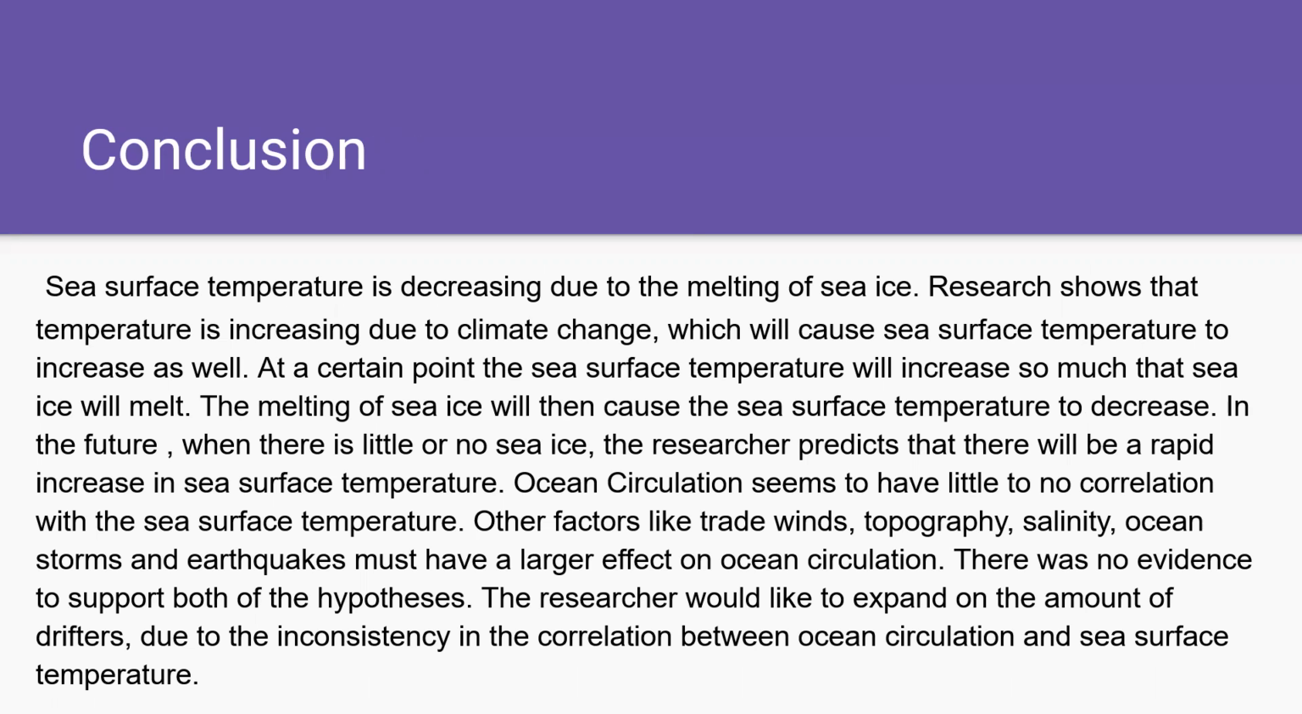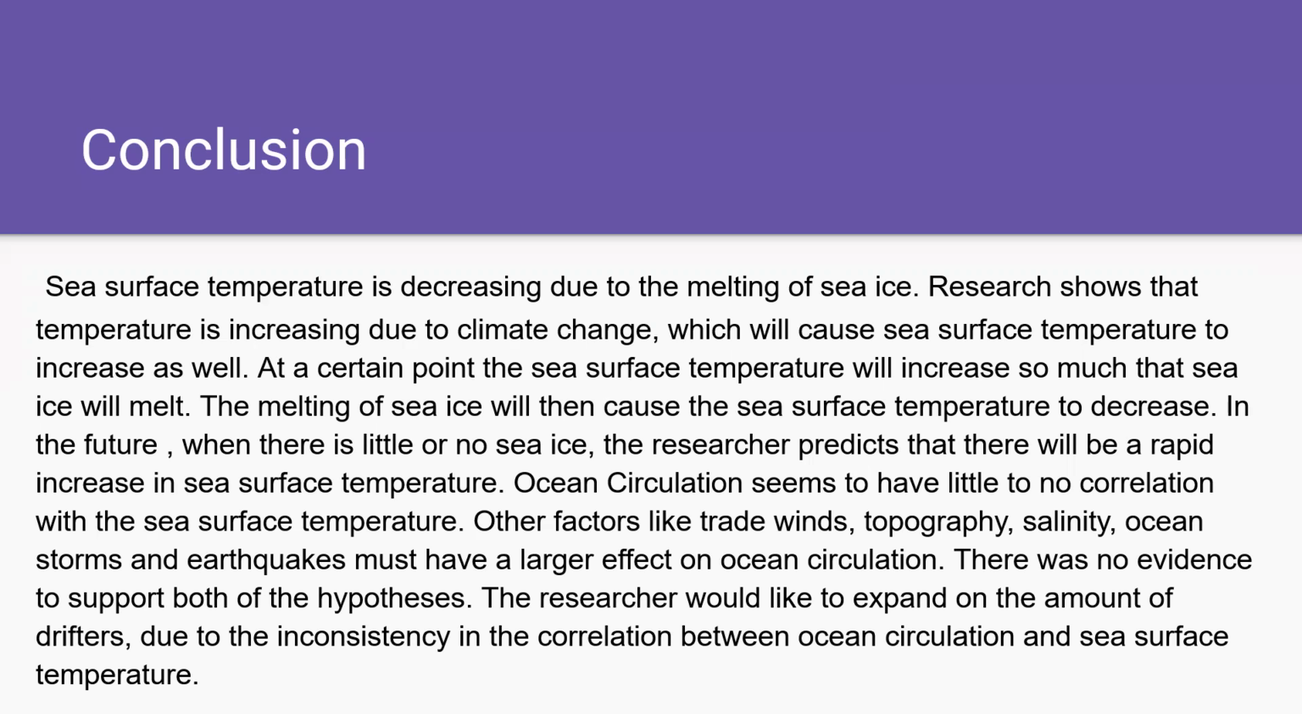Research shows that temperature is increasing due to climate change, which will cause sea surface temperature to increase as well. At a certain point, the sea surface temperature will increase so much that the sea ice will melt. The melting of the sea ice will then cause the sea surface temperature to decrease. In the future, when there is little or no sea ice, the researcher predicts there will be a rapid increase in sea surface temperature. Ocean circulation seems to have little to no correlation with the sea surface temperature.